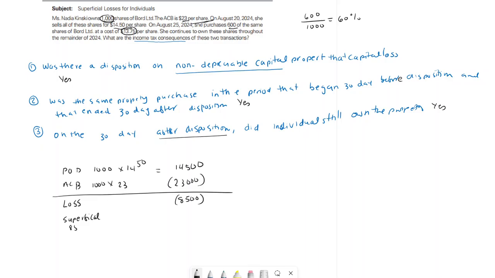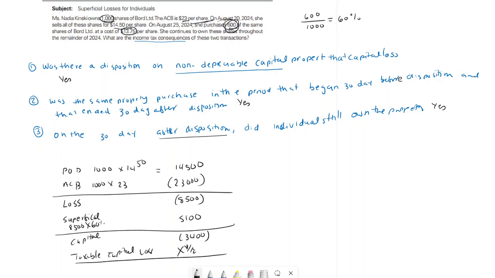To calculate the superficial loss, you take 8,500 multiplied by 60%, because we repurchased 600 right away, and that is my 5,100. My capital loss is only going to be the difference between the two, which is 3,400. The taxable capital loss in this case will be half of that. I multiply by half, and that will be your minus 1,700. We call it the allowable capital loss.